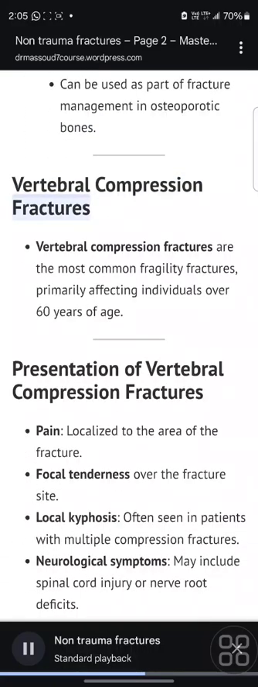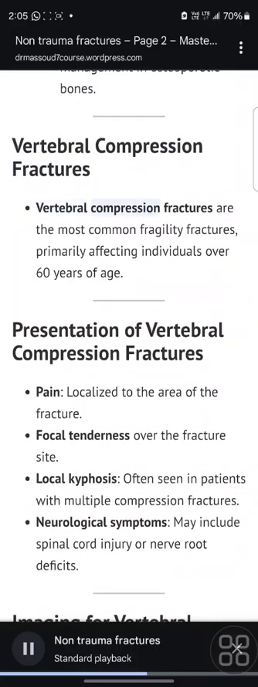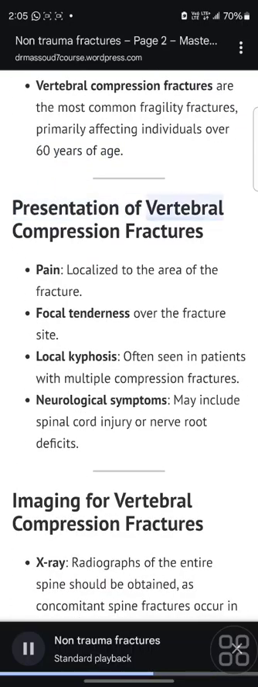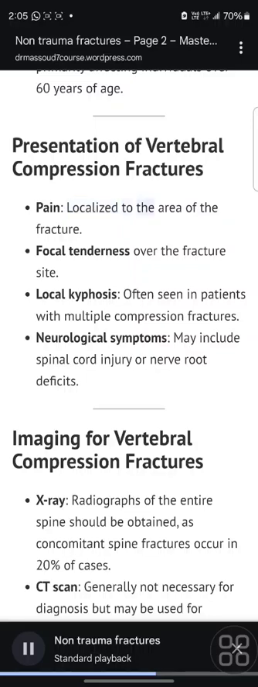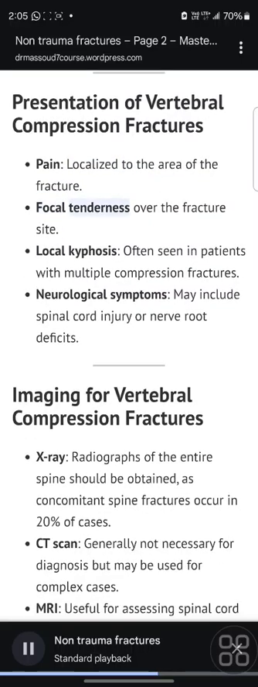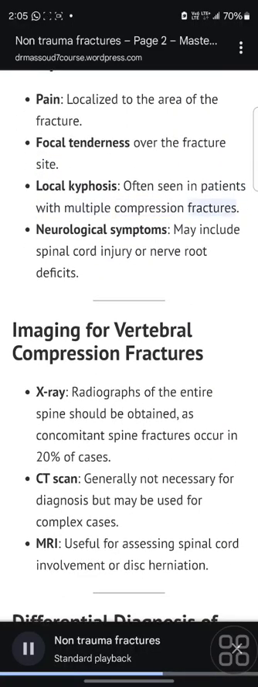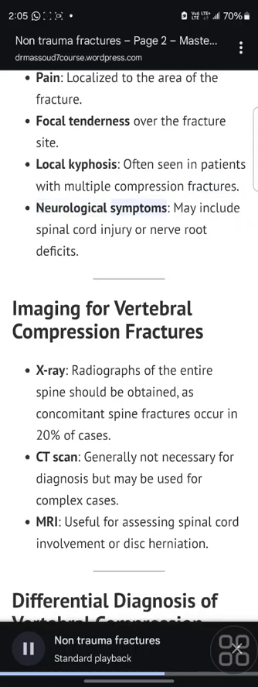Vertebral compression fractures. Vertebral compression fractures are the most common fragility fractures, primarily affecting individuals over 60 years of age. Presentation of vertebral compression fractures. Pain, localized to the area of the fracture. Focal tenderness over the fracture site. Local kyphosis, often seen in patients with multiple compression fractures. Neurological symptoms may include spinal cord injury or nerve root deficits.